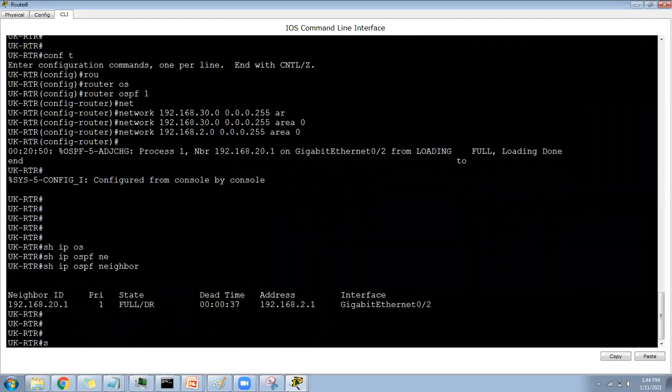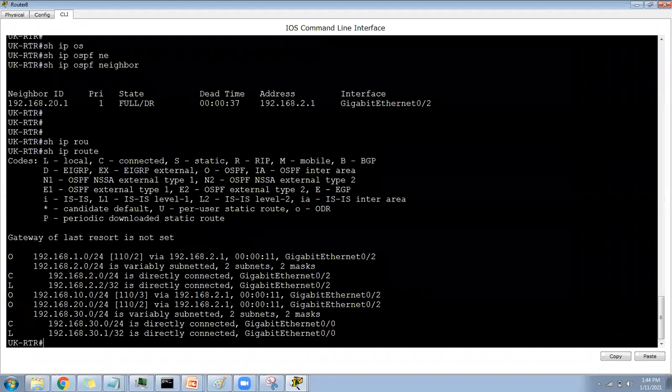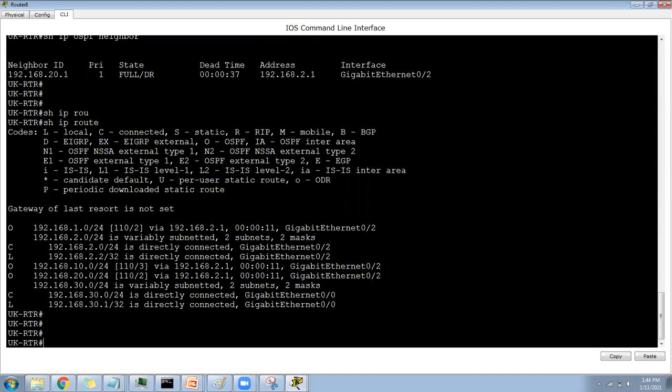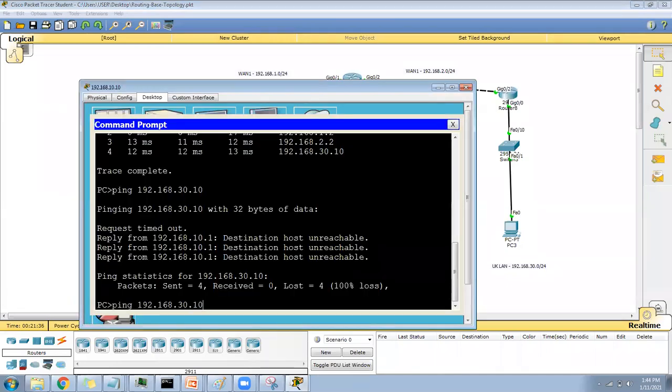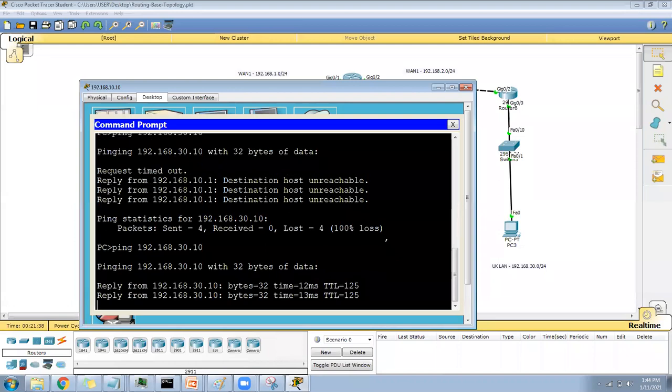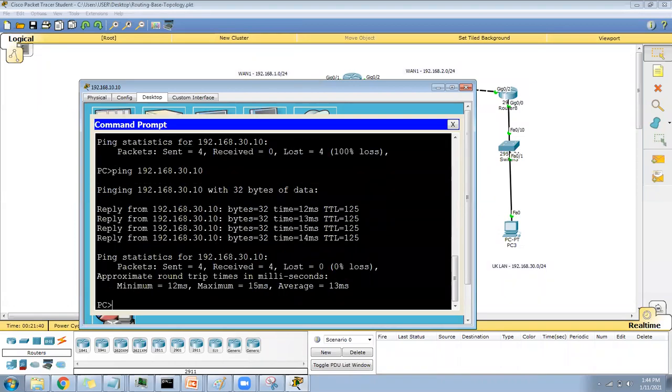And if I see the routing table, show ip route. Can you see? O. R meant RIP, now this is O. O means OSPF. See the administrative distance 110, right? And you got the route. So if I go here, see, the ultimate goal was, by using a dynamic routing protocol, to reach 30.0. See, both are pinging. Are you following me?